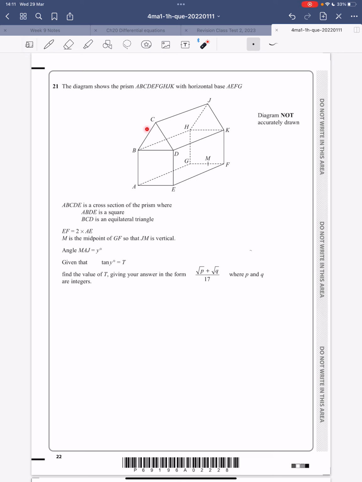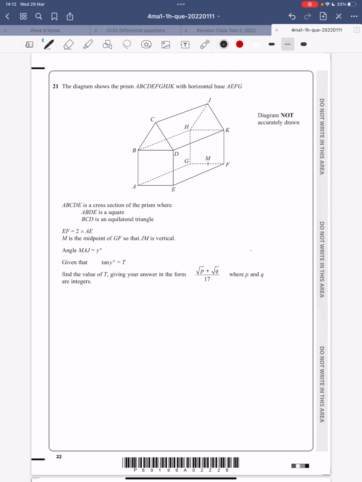ABCDE is a cross-section of a prism where ABDE is a square and BCD is an equilateral triangle. E to F is two lots of A to E, and M, where's M there, is the midpoint of GF, so that JM is vertical. M to A to J is Y. Tan Y, that means opposite Y.